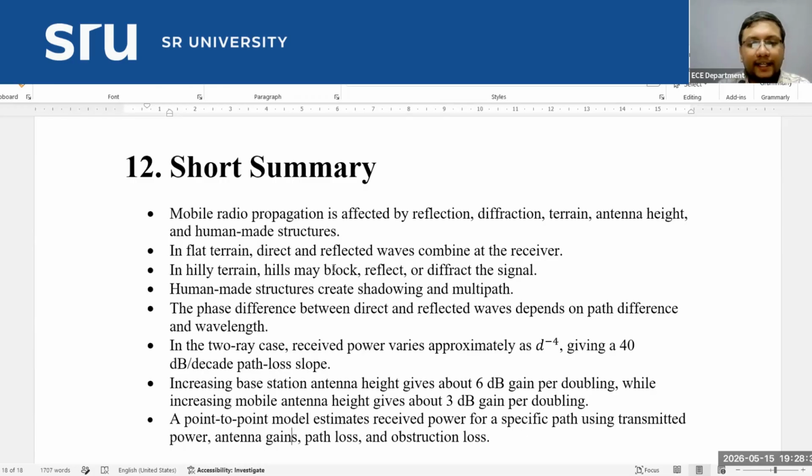Now, increasing the base station antenna height gives 6 dB gain per doubling, but increasing the mobile antenna height gives about 3 dB gain only per doubling. A point-to-point model estimates the receive power for a specific path using transmitted power, antenna gains, path loss, and obstruction loss. For the point-to-point model, before applying the model, we need to estimate different types of losses very carefully.